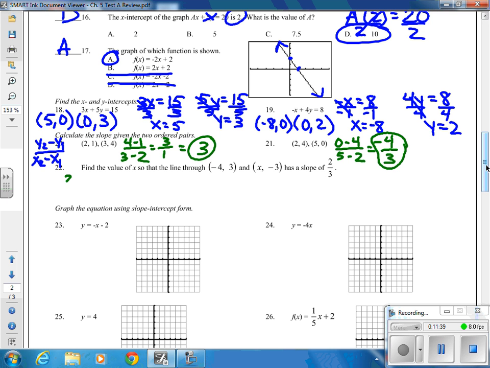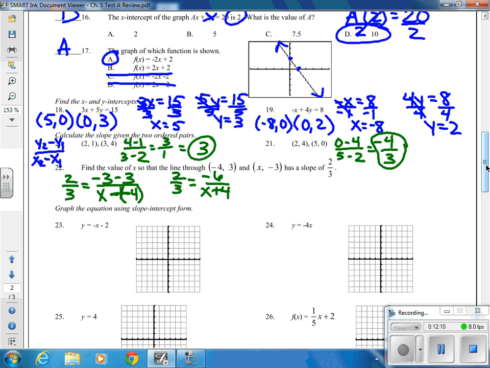My m value is 2/3 equals y2, which is negative 3, minus y1, which is 3. On the bottom, x2 is x, minus x1, which is negative 4. So clean up the top and clean up the bottom. So our new equation is going to be 2/3 equals negative 6 over x plus 4. You have just created a proportion, and we solved proportions back in Unit 2.